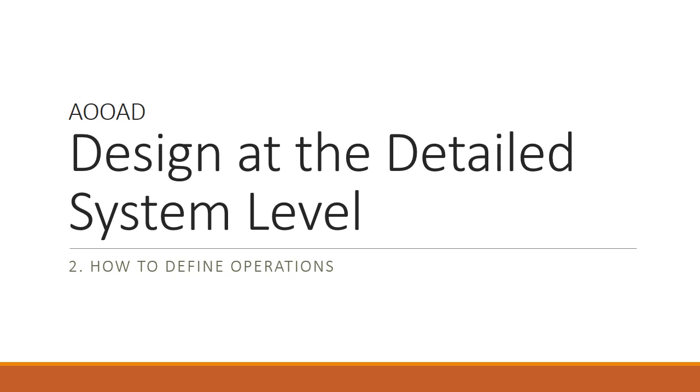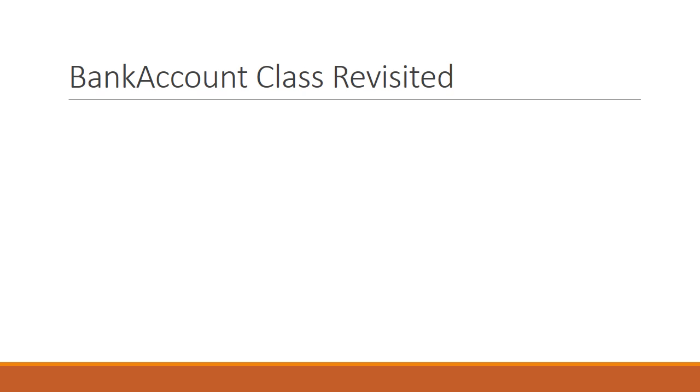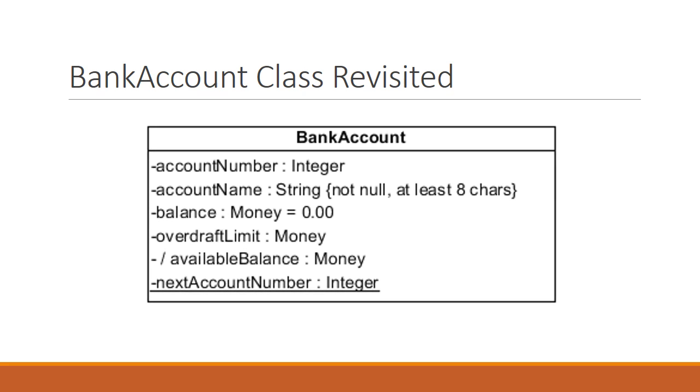So let's get started. Here's a quick review of the bank accounts class that we ended up with at the end of the previous lecture. It looks something like this. So we've defined all our attributes. In order to create a class design diagram, we should also assign operations to it. Today, we will teach you how to do that.